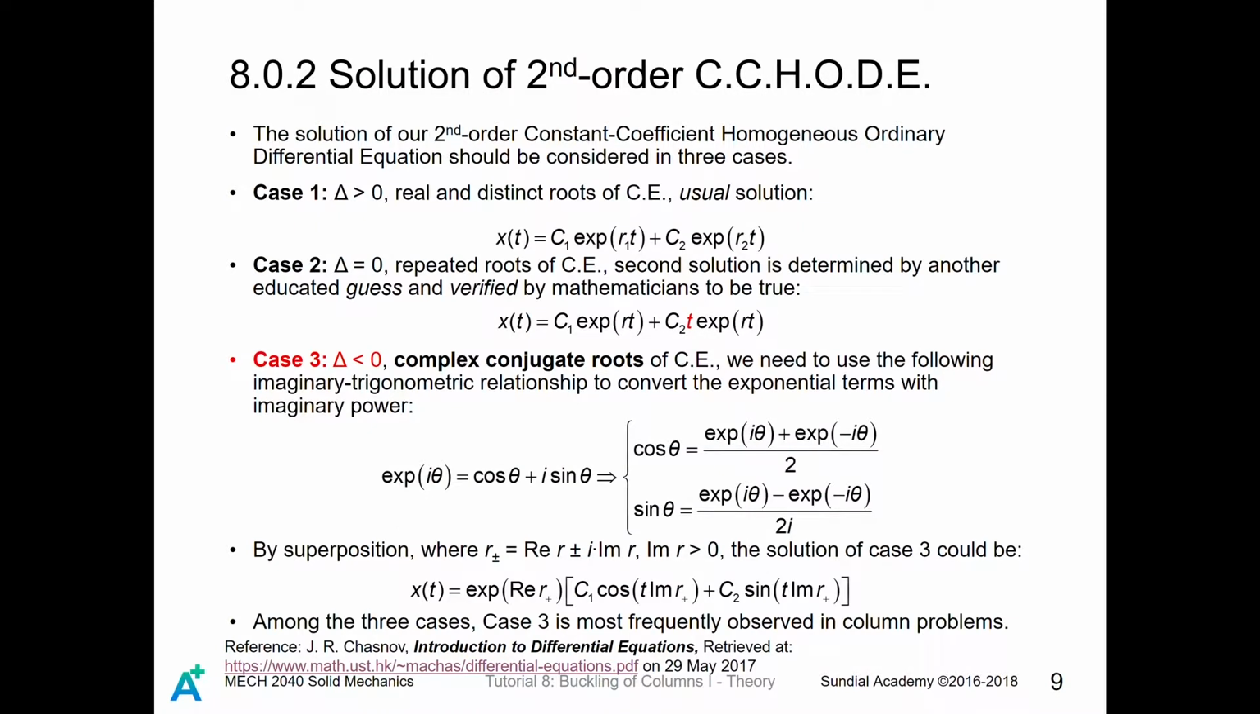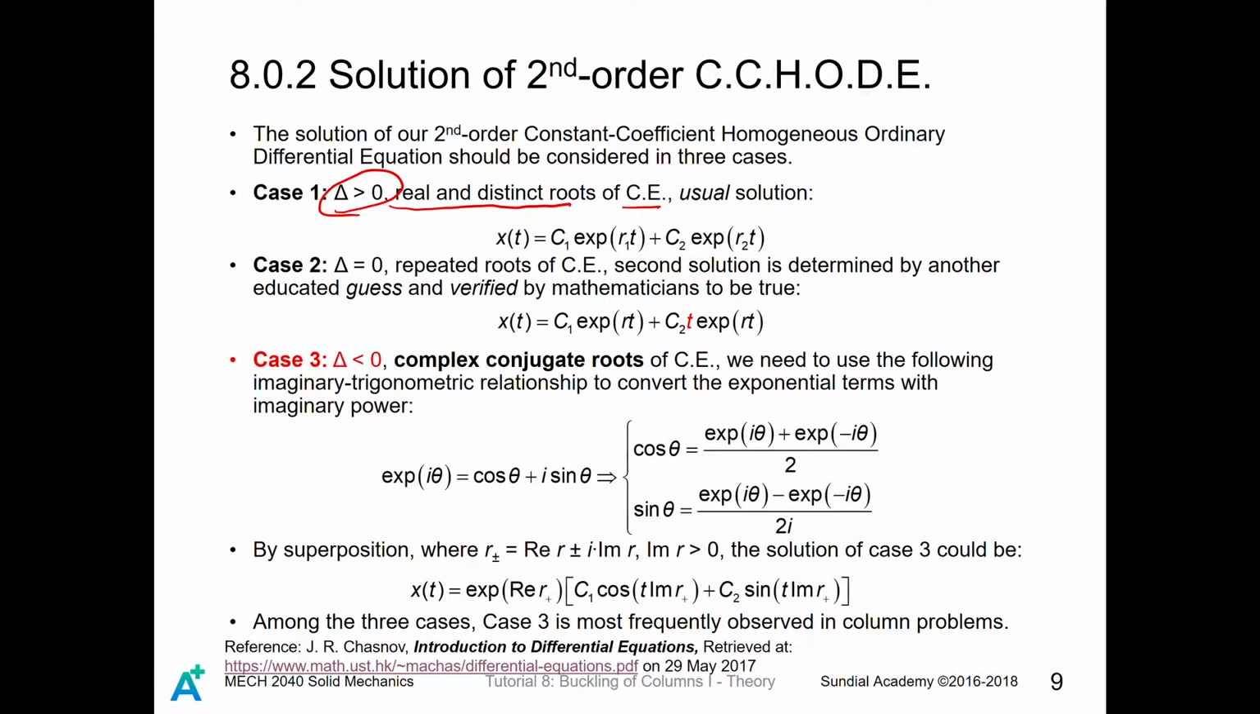The solution of a second order constant coefficient homogeneous ordinary differential equation, as I mentioned in the previous slides, is highly dependent on the sign of the determinant. For example, if the determinant is greater than 0, that means the characteristic equation has two roots which are real and distinct. Then we can get the solution directly by using superposition, which is x(t) equals c1 exp(r1 t) plus c2 exp(r2 t).